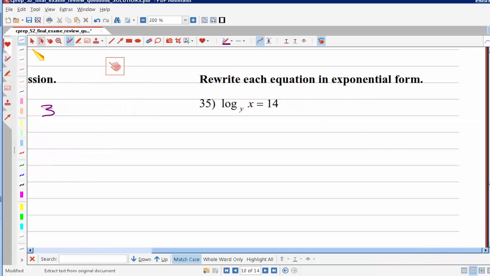Okay, rewrite the equation in exponential form. And I'm sorry, my neighbors are being kind of noisy right now. They're out on their deck.